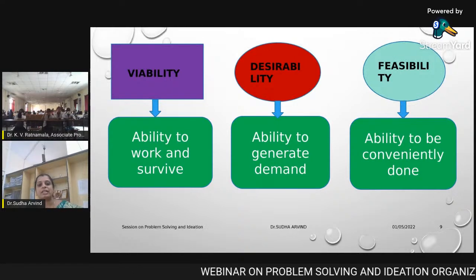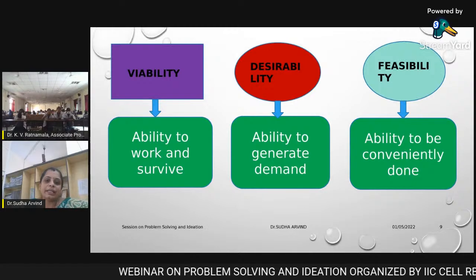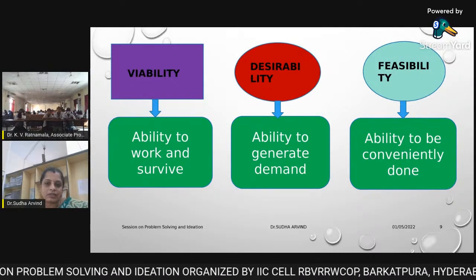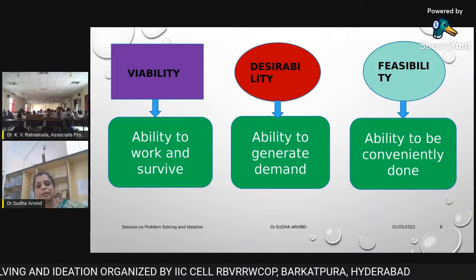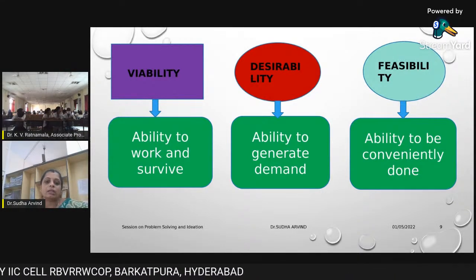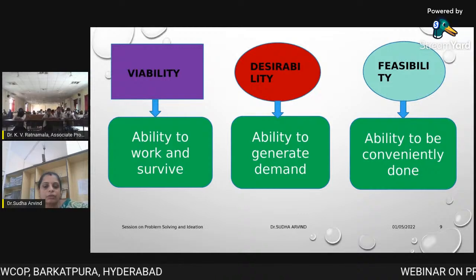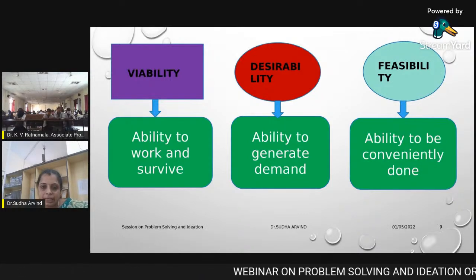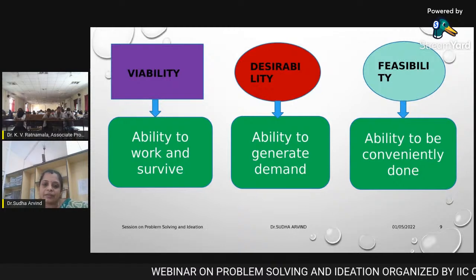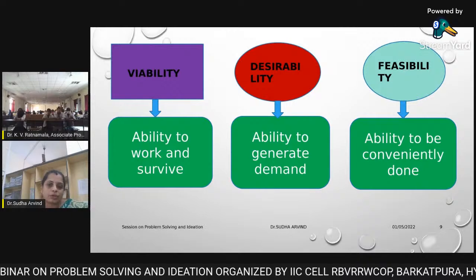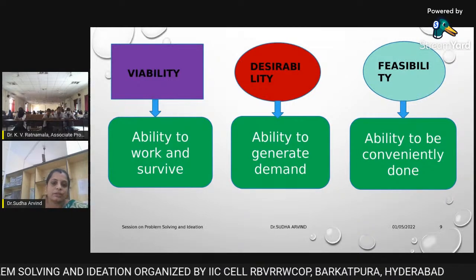Then the ability to be conveniently done. If you are going to come out with a product, what is the step you have to implement before that? Implementation. If you are not able to implement it conveniently, or take up the production of that product in a convenient, efficient manner, then that will not be the way of producing that product. So the feasibility aspect is also considered.